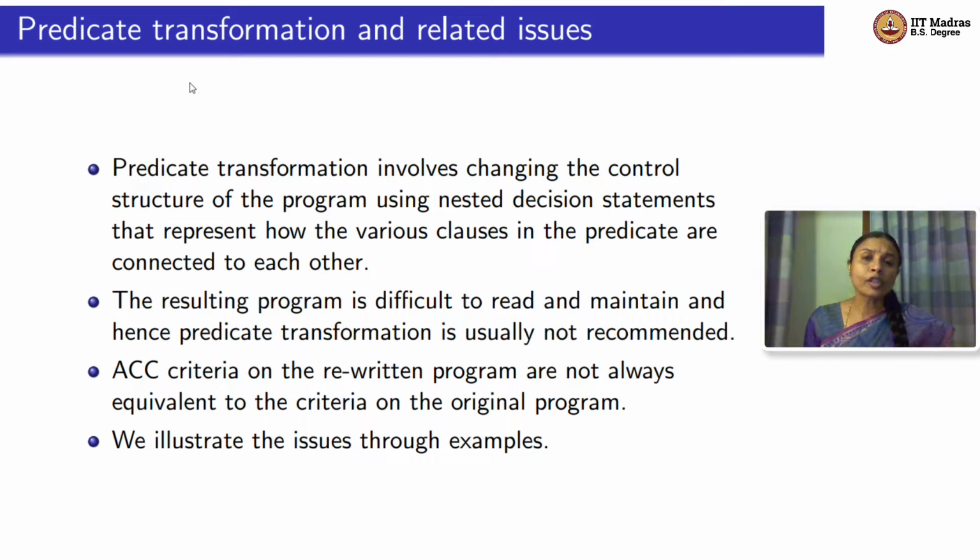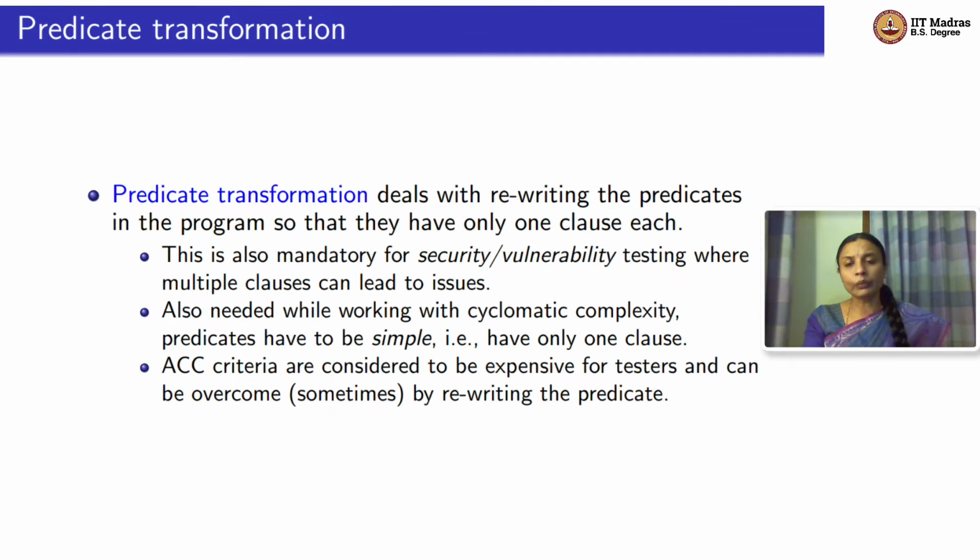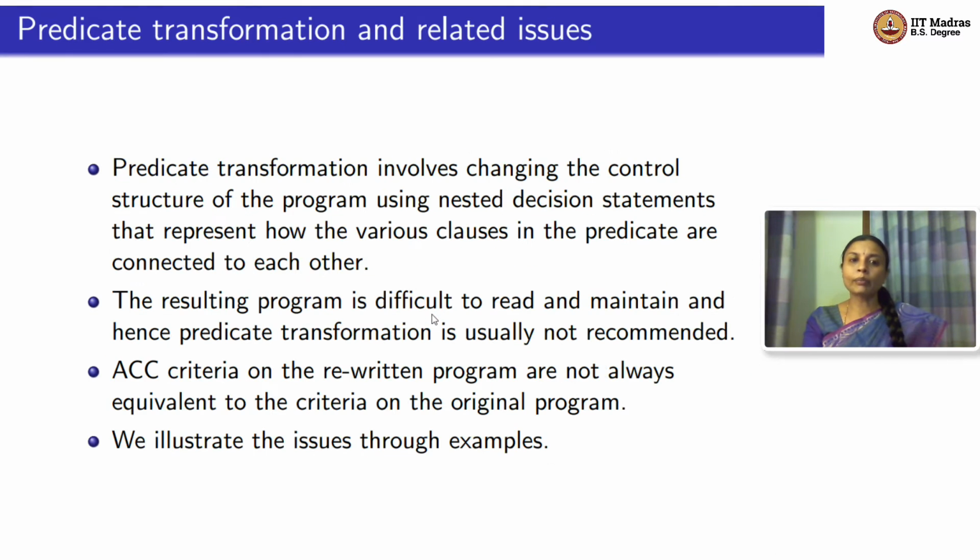The problem is, in the process of rewriting the control structure of the program, adding a lot more nested decision statements, the program, which was otherwise simple, will start looking very complex. It will be difficult to read. Somebody else who is going to maintain the program later will find it difficult to understand what this is doing. Predicate transformation is usually not recommended, but if you are specifically working with security vulnerability testing, or find active clause coverage criteria difficult, or are dealing with requirements of low cyclomatic complexity, then predicate transformation becomes very important.